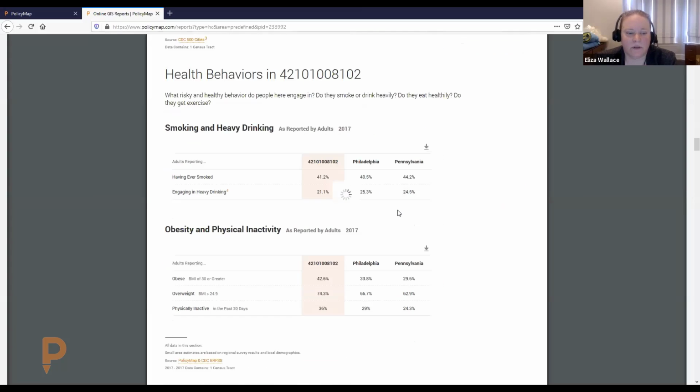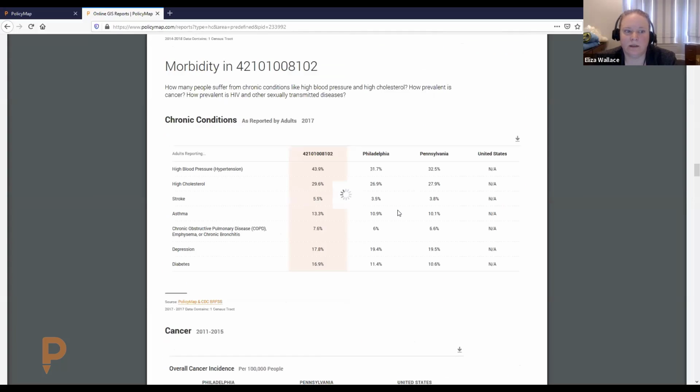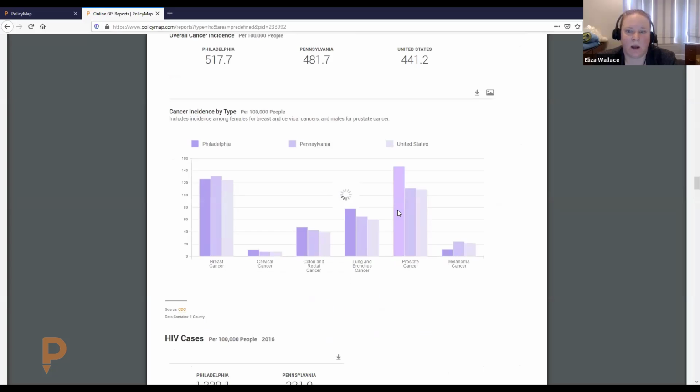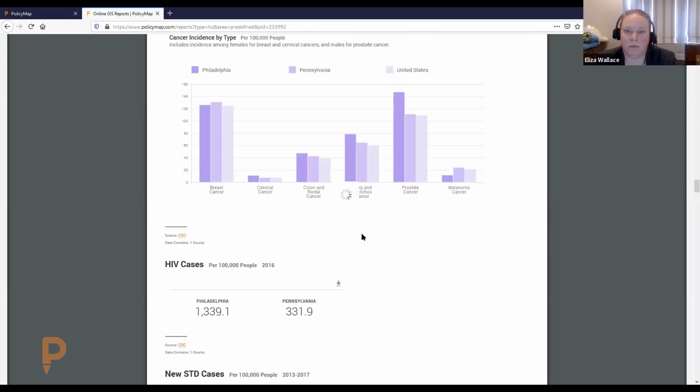So here's just some general summary statistics that we pulled together that we thought people would be interested in. Here's a pretty depressing one. It looks like this tract has a pretty high rate of prostate cancer as compared with the city and as compared with Pennsylvania and the United States. So this is Philadelphia compared with the state and compared with the US as a whole.